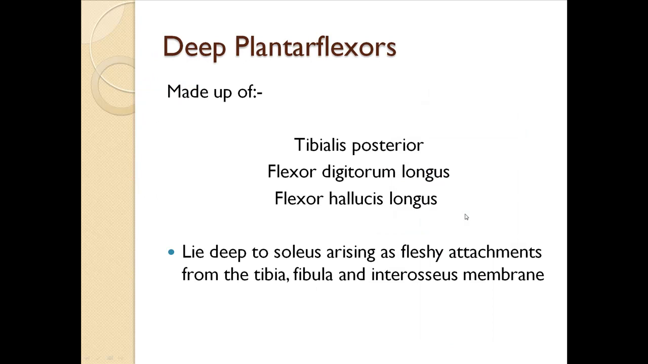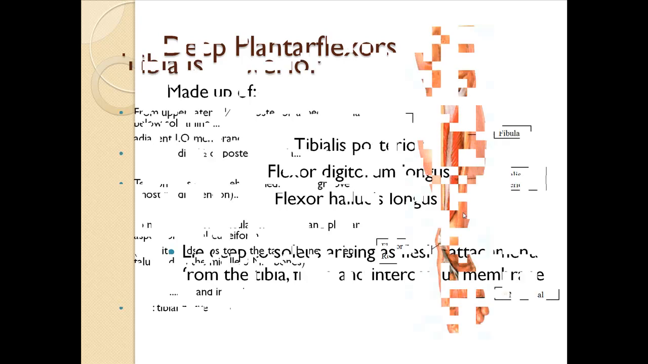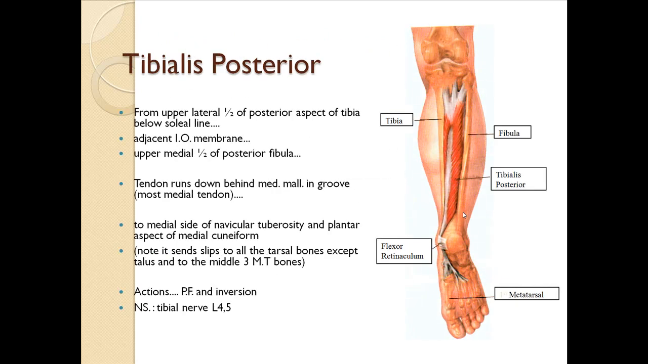Now, when we take away gastrocnemius and soleus, deep to these muscles, we find three more muscles: tibialis posterior, flexor digitorum longus, and flexor hallucis longus. And these three muscles all arise from the posterior aspect of the tibia, fibula, and the intervening interosseous membrane. The first muscle, tibialis posterior, is a very strong plantar flexor and inverter of the foot.